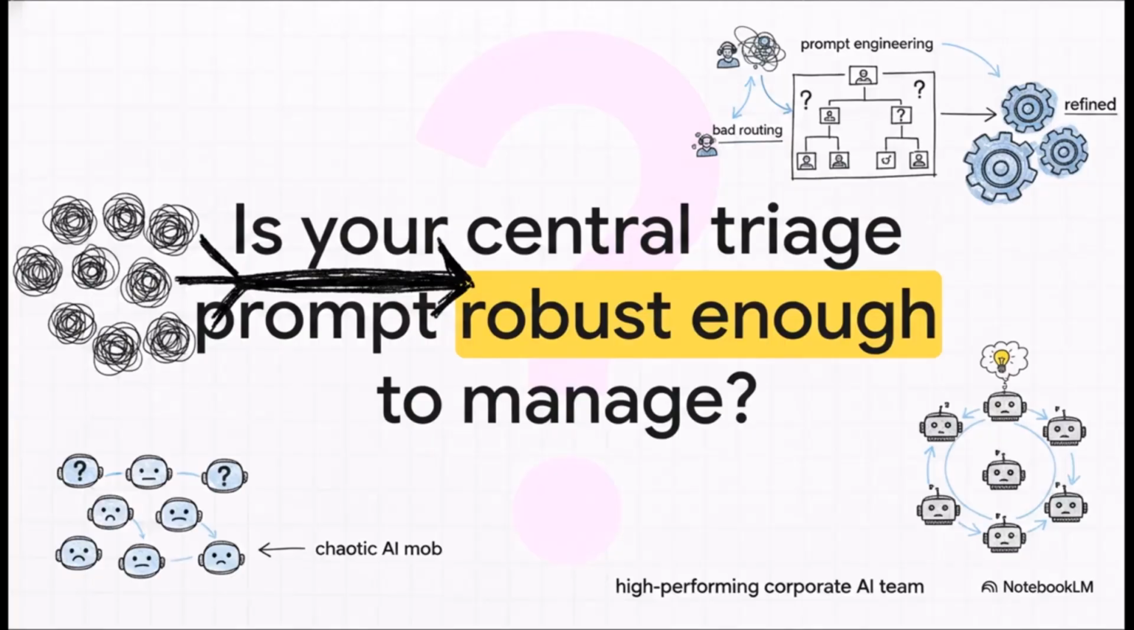I will leave you with this final provocative thought. Bad routing means the right agent never gets called. So ask yourself, is your central triage prompt actually robust enough to manage the team? Remember, the routing decision is your ultimate bottleneck. Refining your prompt engineering for your managers is what truly separates a chaotic AI mob from a high-performing corporate AI team.